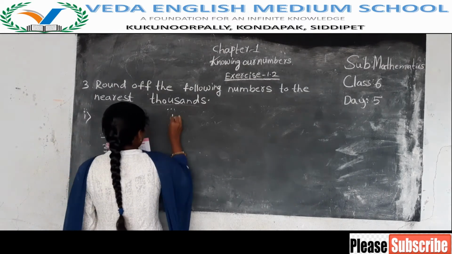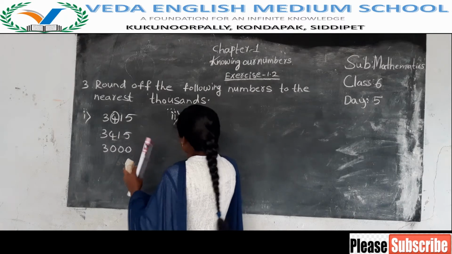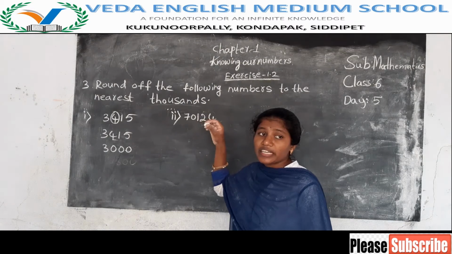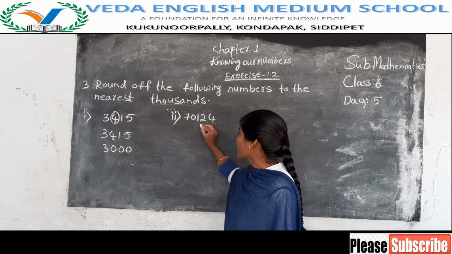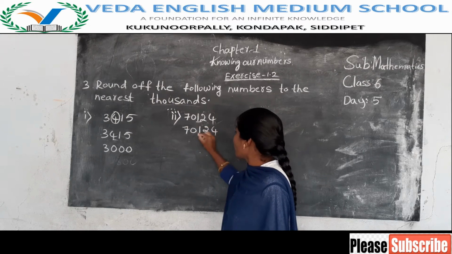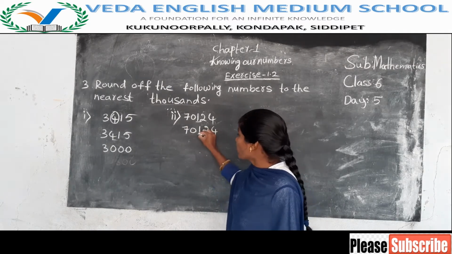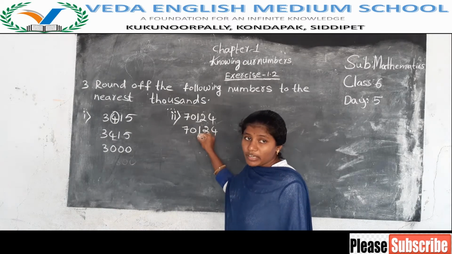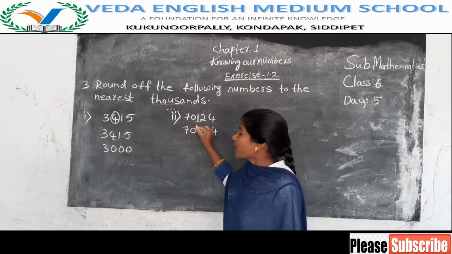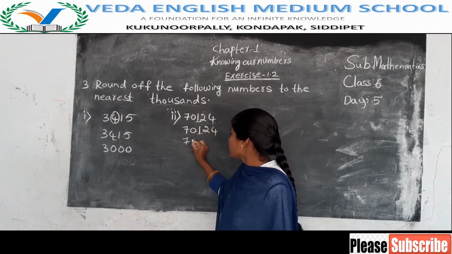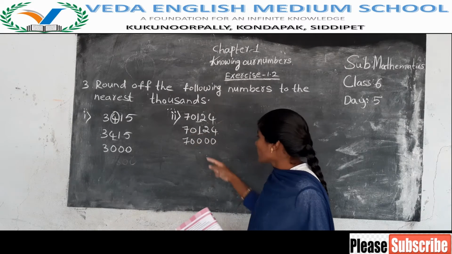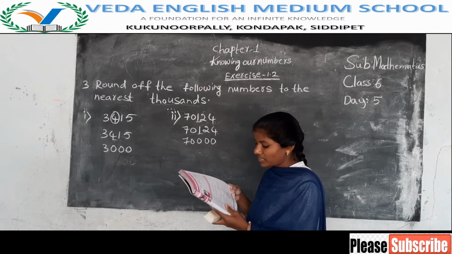Second question. 70,124. It is also nearest thousands. Nearest thousands means which place value do we take? The hundreds place value. What do you have in the hundreds place? 1. Is 1 above 5 or below 5? Very good, below 5. If the number is below 5, you write the next number as it is. The remaining 3 numbers are 0. So 70,124 is nearest to 70,000.